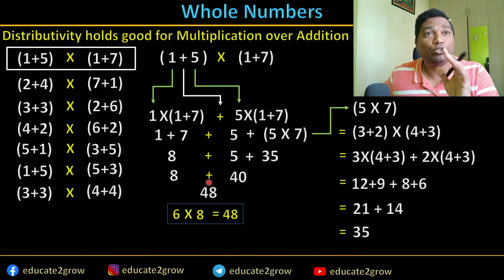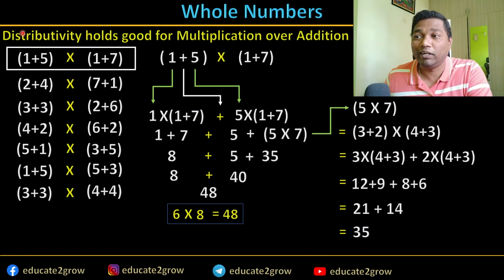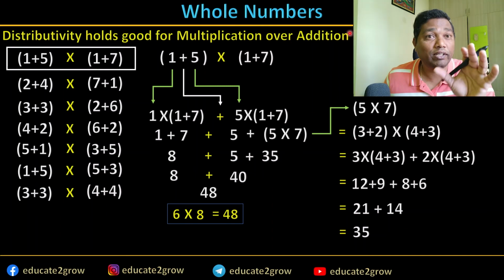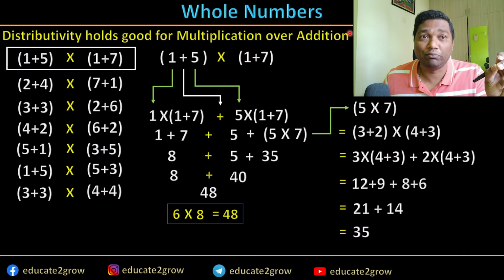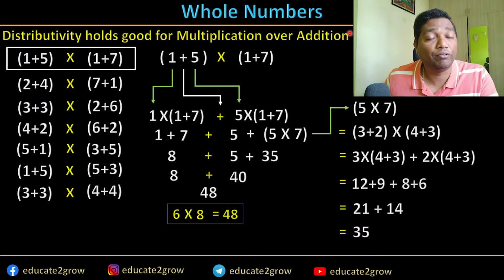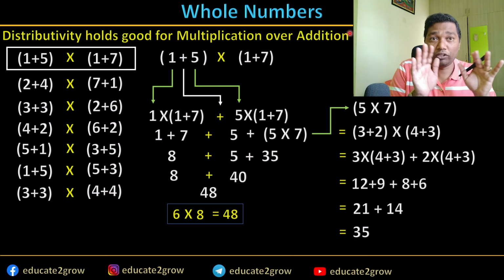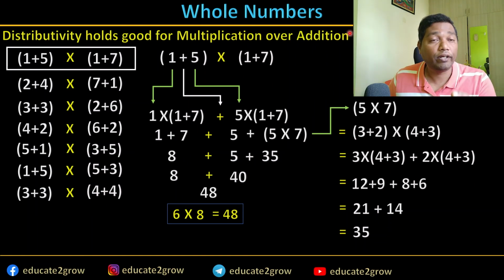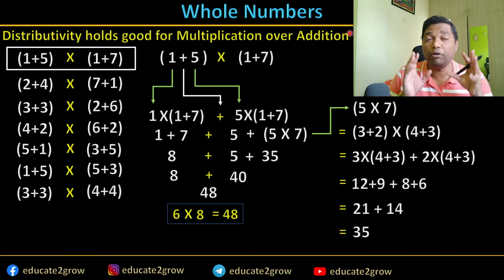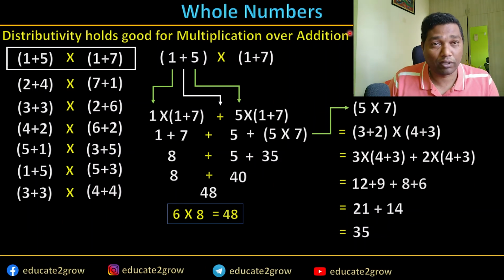That's where the distribution property statement holds good for multiplication over addition. And if you see in the mathematics textbook, this statement is given in the textbook, because this only holds good for addition with respect to whole numbers. Okay, and this is all about the distribution property. Let me go to the next section, called identity property with respect to whole numbers, and how exactly it will work out with respect to arithmetic operations.